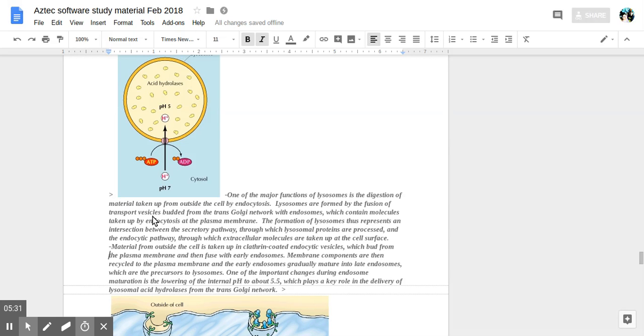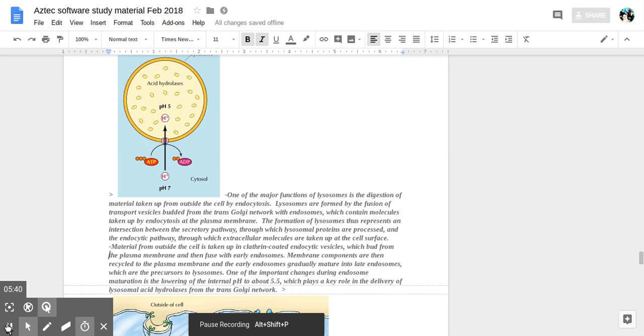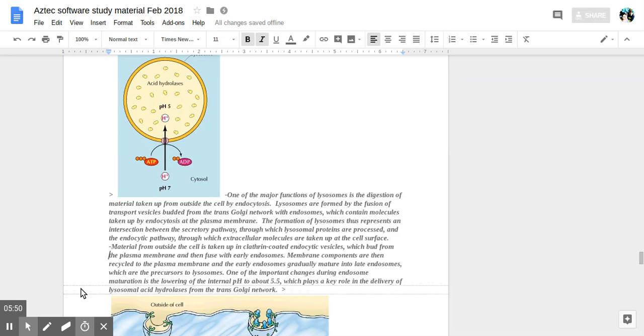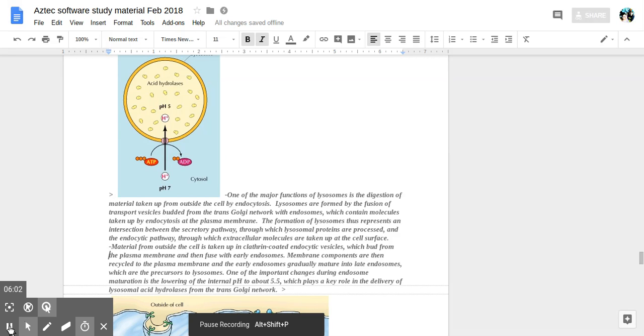So fusion of transport vesicles budded from the trans-Golgi, containing molecules taken up by endocytosis at the plasma membrane as well. Endosomes are coming from the membrane of the cell. They bring in molecules from the outside of the cell.